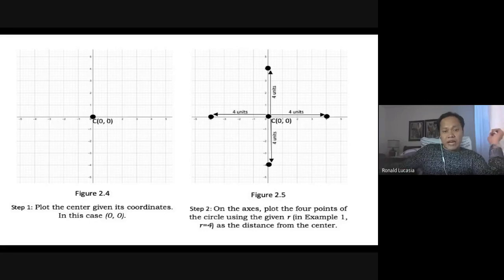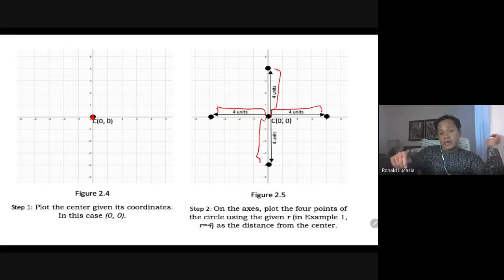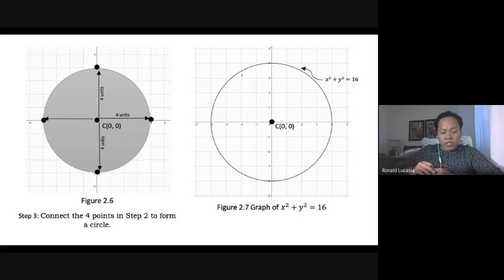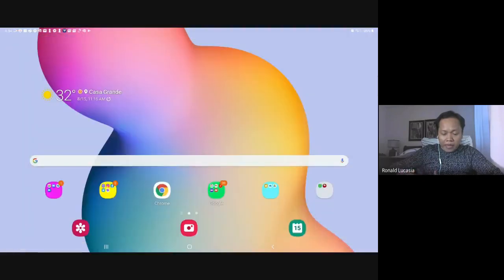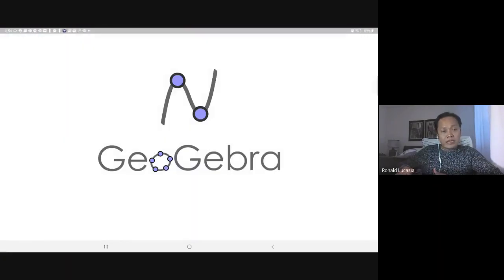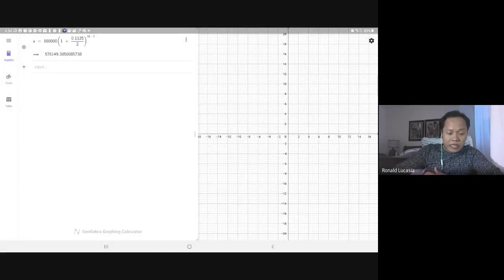For the graph, this is the center of the circle. The radius is 4 units to the right, 4 units to the left, 4 units upward, and 4 units downward. You connect those 4 points using a compass. That will be the graph of x squared plus y squared is equal to 16. You can also make use of GeoGebra or a graphing calculator to help you visualize the graph.